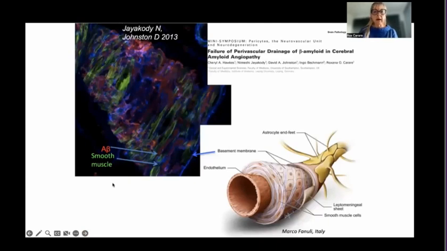So in Alzheimer's disease, one of the prominent features is the deposition of amyloid beta in the walls of capillaries and cerebral arteries and leptomeningeal arteries as cerebral amyloid angiopathy. And with confocal microscopy tools, we are able to demonstrate that the amyloid beta is present in the tunica media, specifically in the basement membranes surrounding the smooth muscle cells. And then as disease progresses, it extends to destroy the leptomeningeal sheet and extend into the parenchyma.